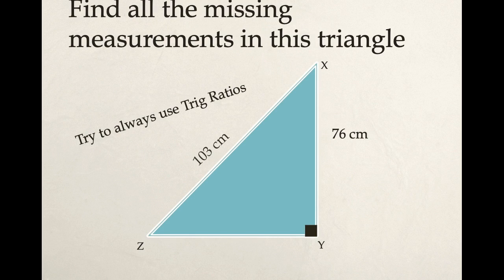So now I would like you to try this on your own by finding all the missing measurements in this particular triangle. Of course, you could always use the Pythagorean theorem when possible, but for the purpose of this lesson, it would be really great if everybody would try to use trig ratios for this example. Now you're welcome to pause this video and do it yourself, or just press play or continue watching for the answer.